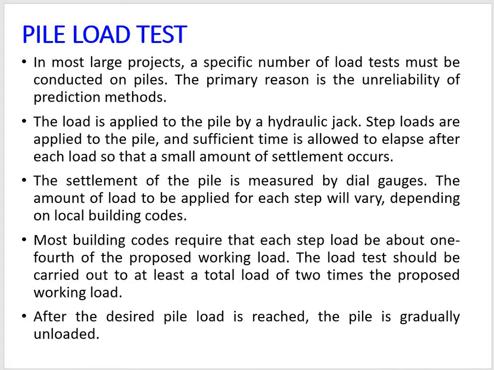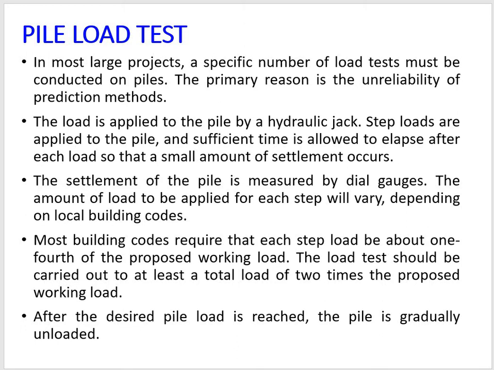We use a hydraulic jack for application of the load. The loads are always applied in steps. That means if you have the proposed working load, then one-fourth of that load is applied in steps, and always the load test is carried out for at least twice the proposed working load. You keep on gradually applying the load, and for each load increment you measure the settlement of the pile by means of dial gauges.